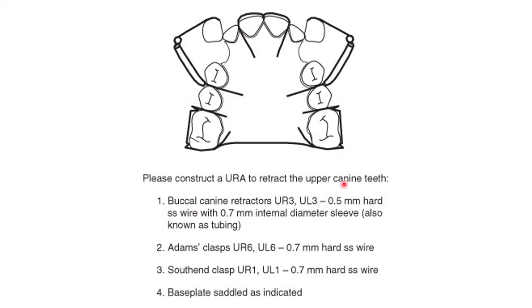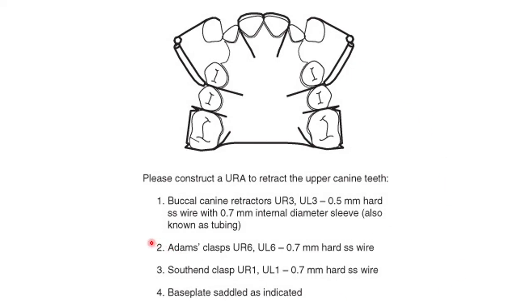In this case, a buccal canine retractor is used, and this is a supported buccal canine retractor where a metal sleeve or metal tubing is being used. So you need to state the wire gauge, which is 0.5 mm hard stainless steel wire with the metal tubing, and then you need to state the diameter of the sleeve as well.